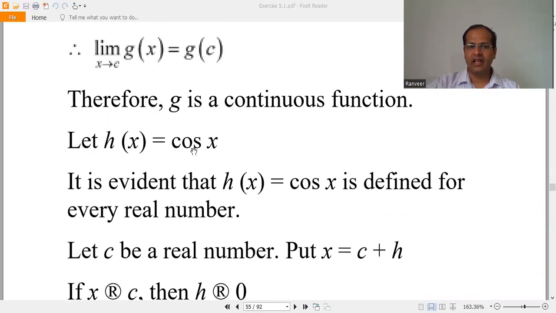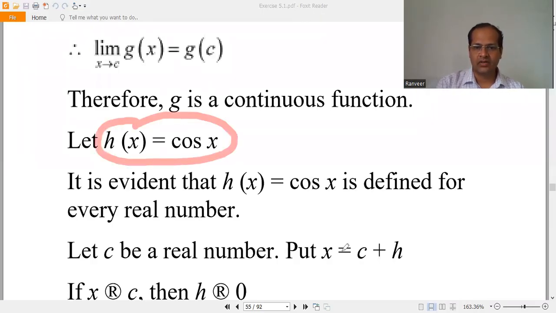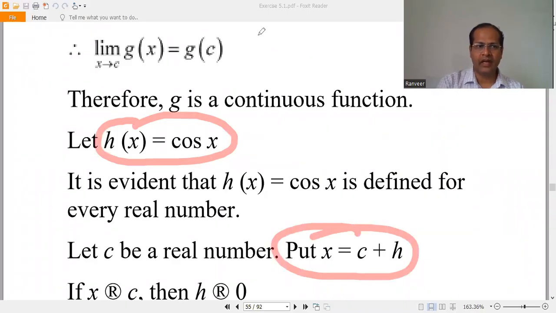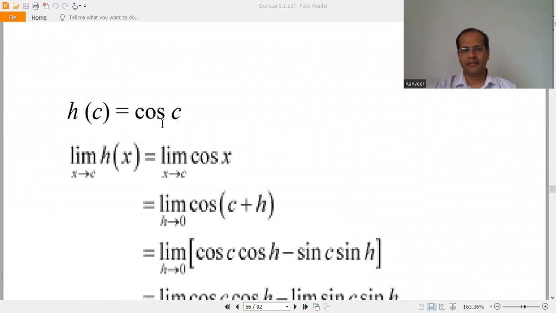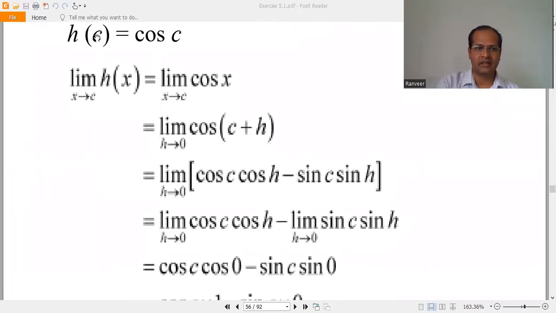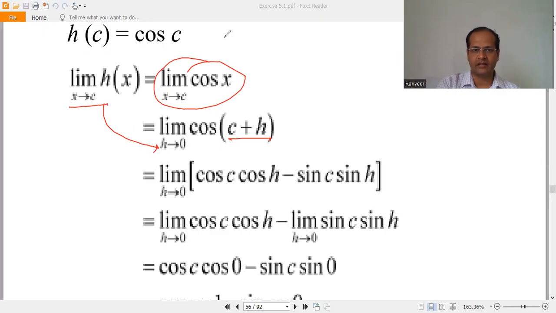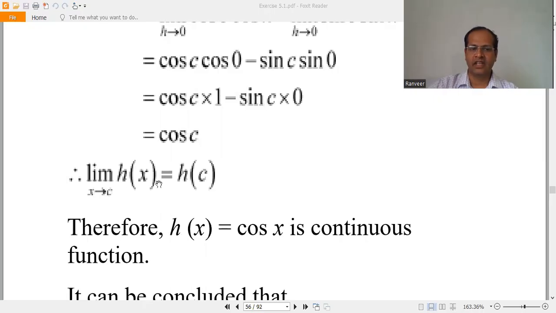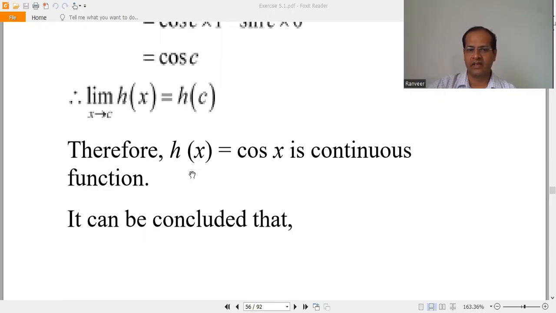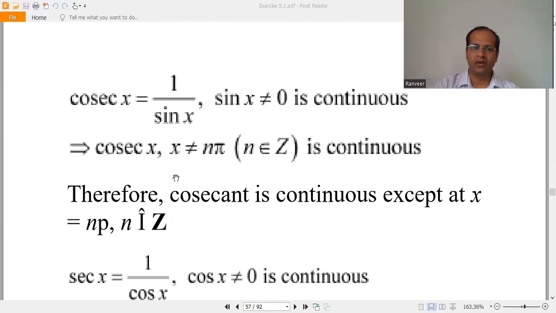So limit x tending to c of g(x) equals g(c). Similarly, we already proved the cos x function is continuous. Here also we follow the same process. The limit of h(x), where h(x) is cos x, with x tending to c, then h tending to 0, c plus h. We expand this and get the value cos c. So limit x tending to c of h(x) equals h(c). This is a continuous function. Now we have to find out cosec x.